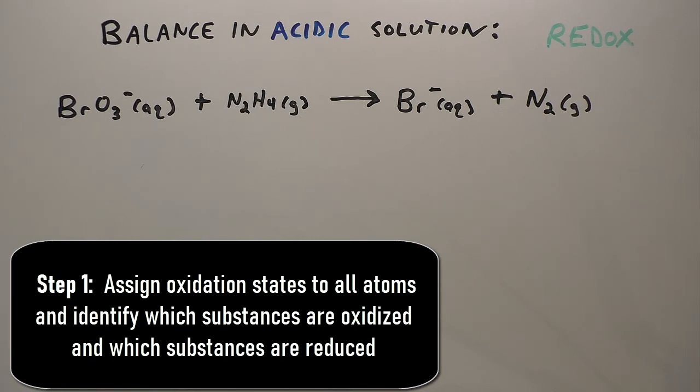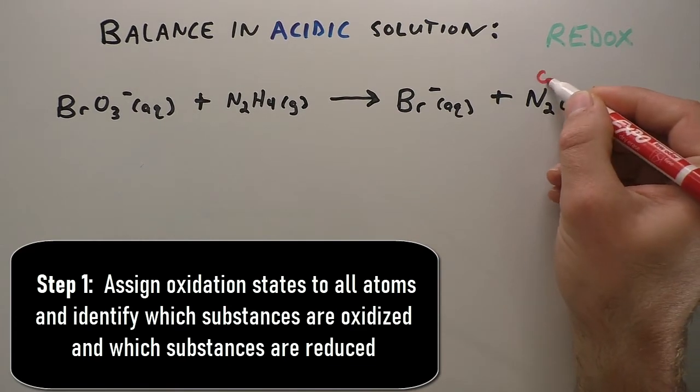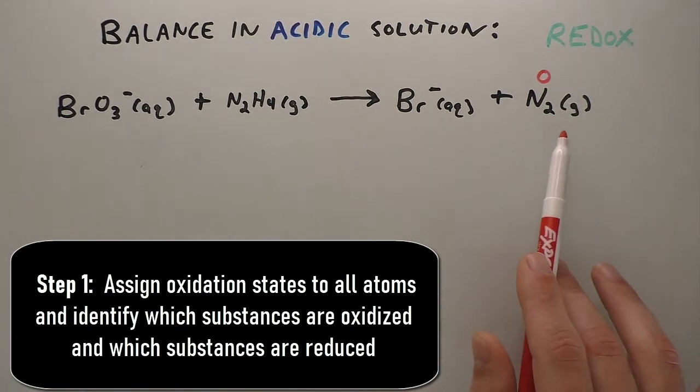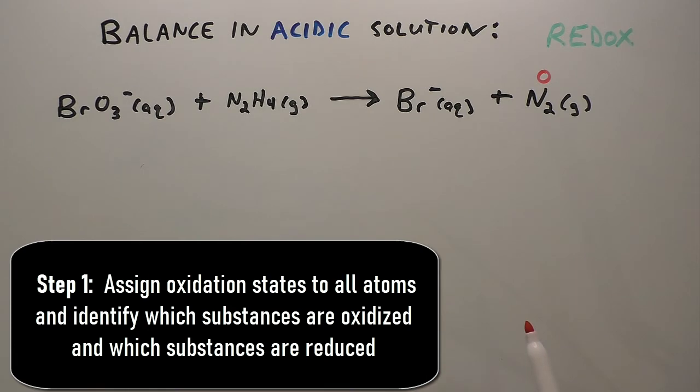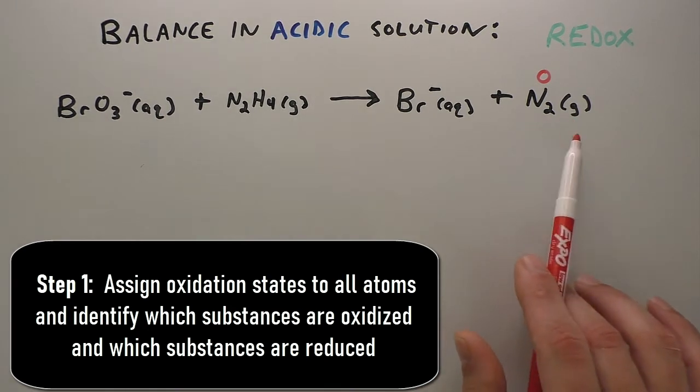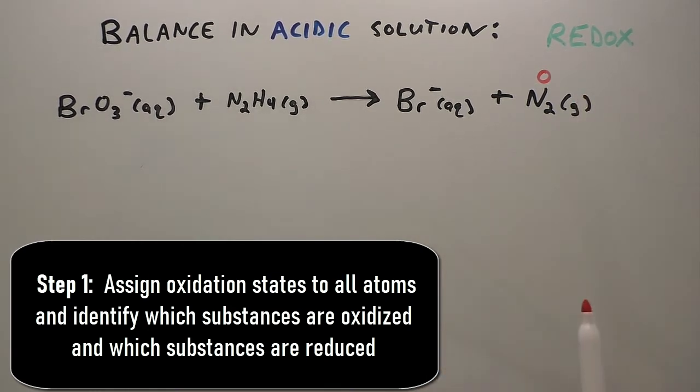Starting with the bromine atom over here on the left-hand side of the equation, well, there's the bromine. You know what? I'm not even going to start with that. I'm going to start with the easy ones. The easiest atom to figure out the oxidation state of is this nitrogen over here, which is going to be 0. The reason why it's 0 is because the oxidation state of any free element, any free atom or group of atoms, is going to be 0.